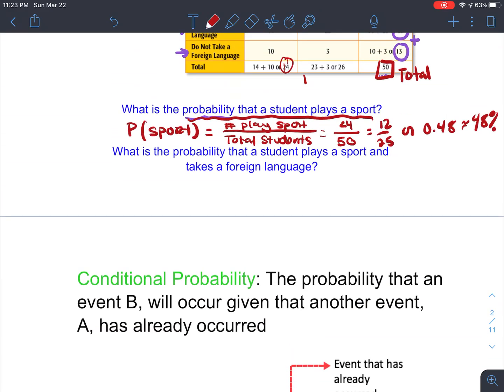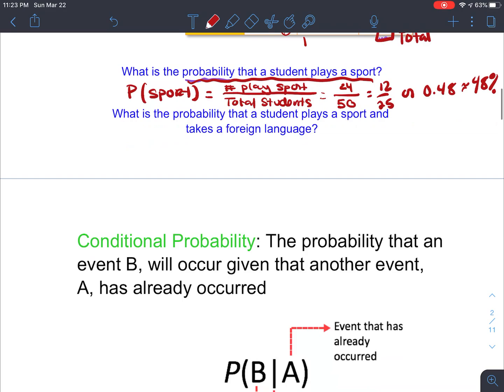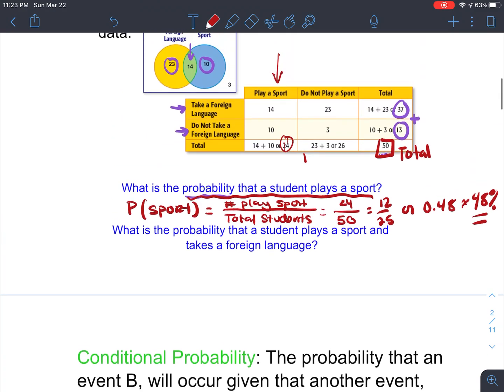Now in this chapter, we're going to kind of stick with fractions or decimals that terminate, because if a decimal is long and repeating or long and has no pattern, we don't want to make any rounding mistakes. So we're going to stick with most reduced fractions and decimals that terminate. Okay, so 48% of the students play a sport.